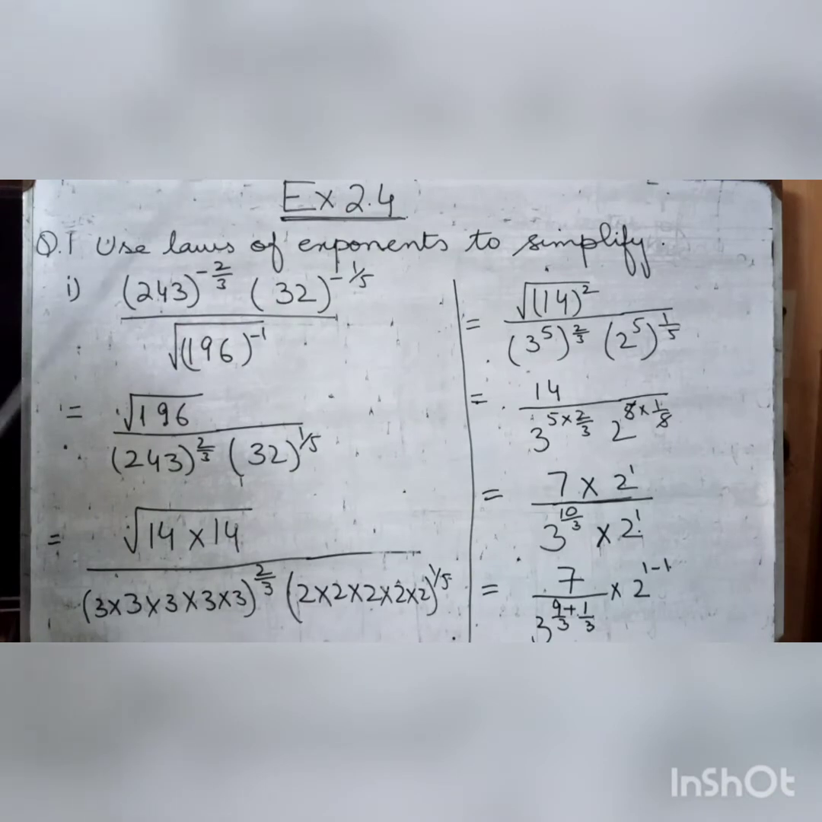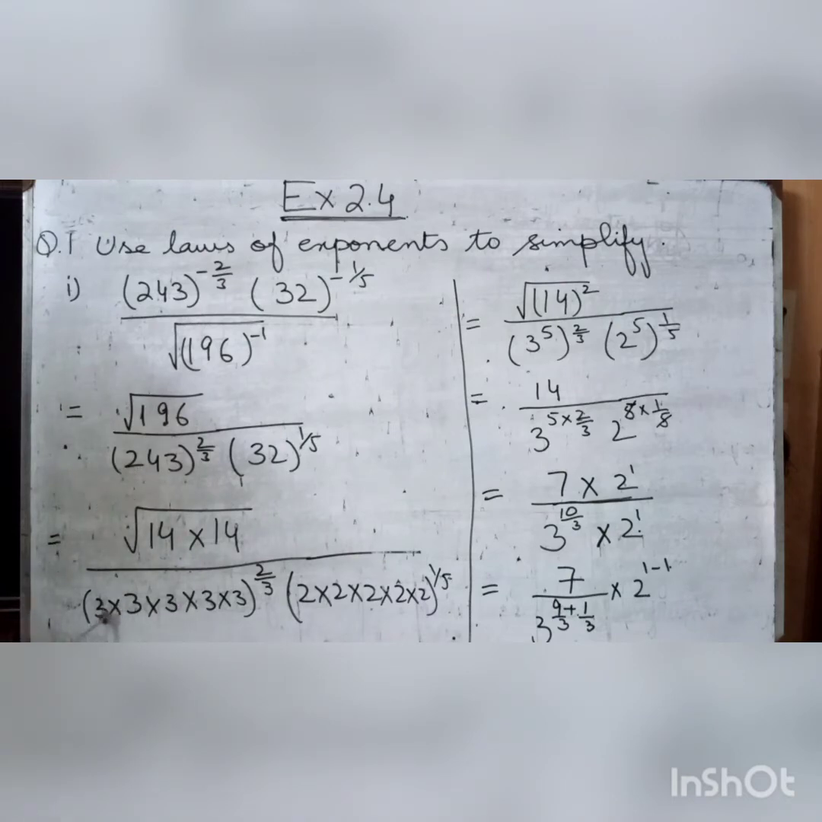Exercise 2.4, question number 1. Use laws of exponents to simplify. First part: 243 raised to power minus 2 over 3, times 32 raised to power minus 1 over 5, over the square root of 196 raised to power minus 1. Due to these minus signs, the denominator becomes numerator and numerator becomes denominator according to the laws of exponents. Now 196 is the square of 14.